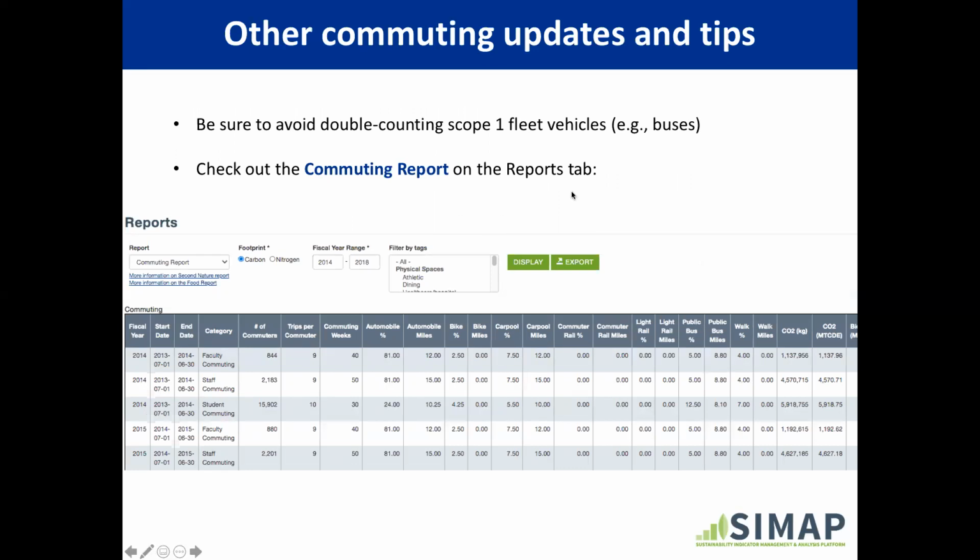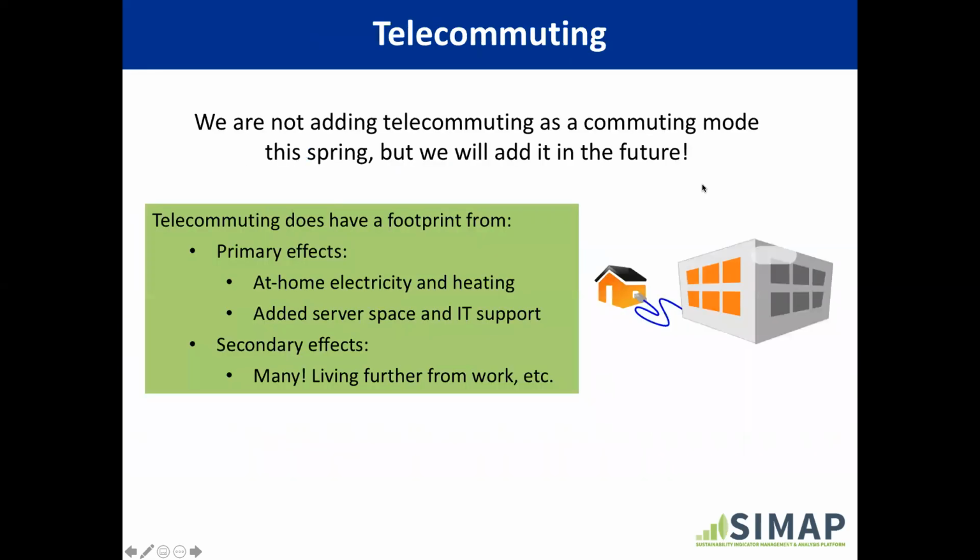Also encourage you to check out the commuting report on the reports tab. This puts all of your commuting data in one place. So all of your commuting numbers, your mode entry, and then also has your results. So this is just a partial screenshot here because it's a long table. It can be exported as well. So you can use it to analyze and track your changes in commuting patterns over time.